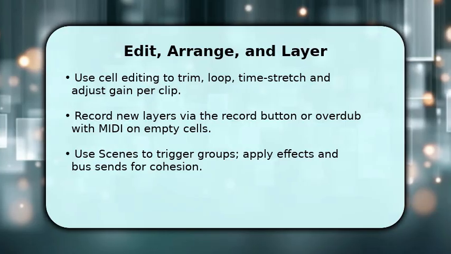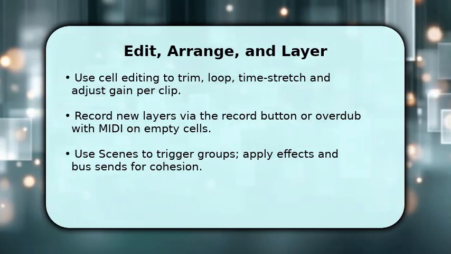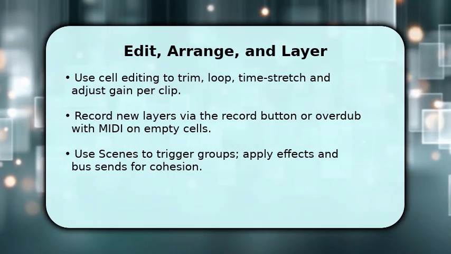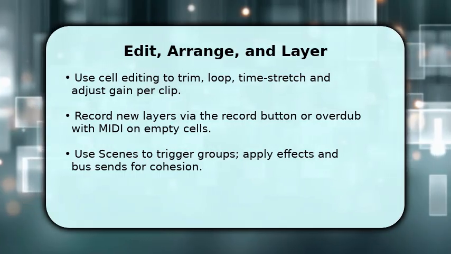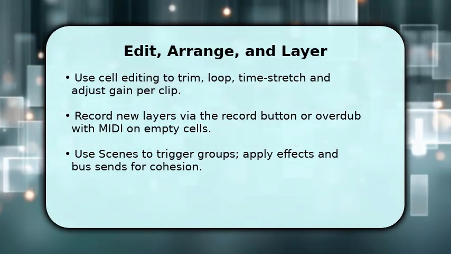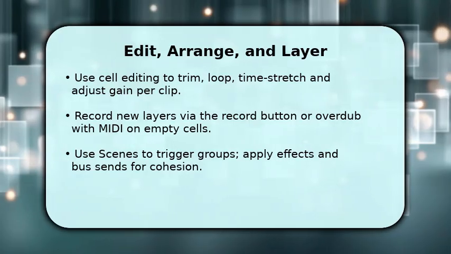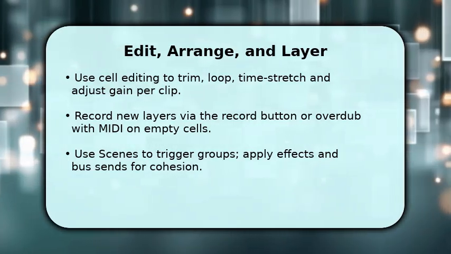Now you edit and layer, trim clip edges, enable time stretch, and adjust gain so each cell sits well in the mix. Record additional parts by arming tracks and hitting record. You can overdub MIDI or audio into empty cells for live layering.